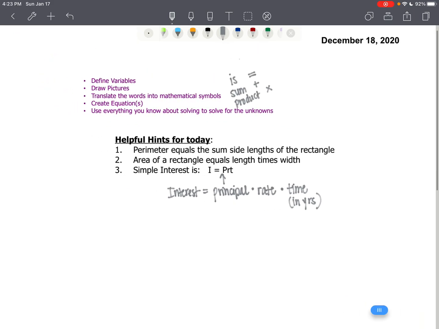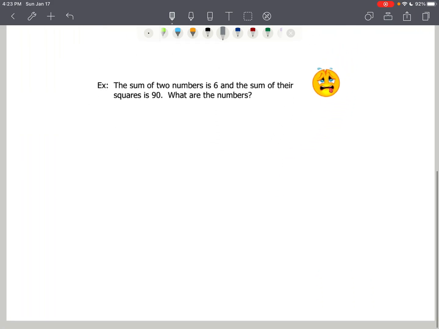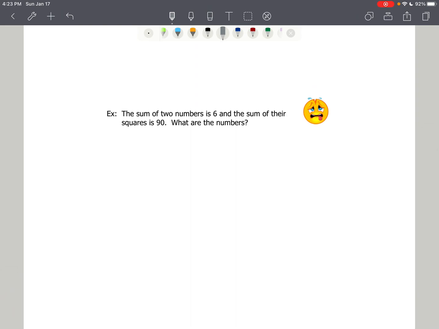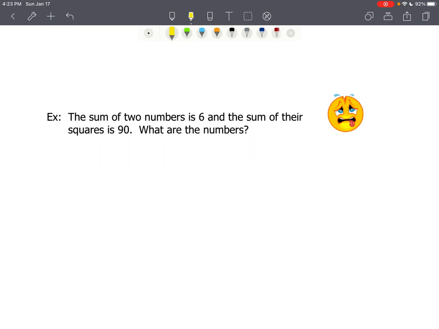Okay, let's get to it. The first problem says the sum of two numbers is 6 and the sum of their squares is 90. What are the numbers? Okay, so I'm going to use all the tools I have available, and one of them is a highlighter. So there's two pieces of information. One says that the sum of two numbers is 6. The other says that the sum of their squares is 90.